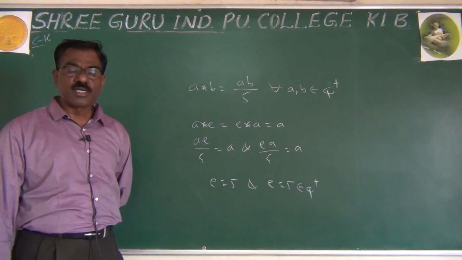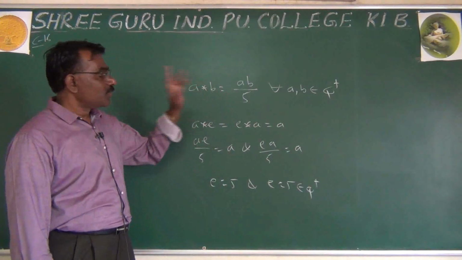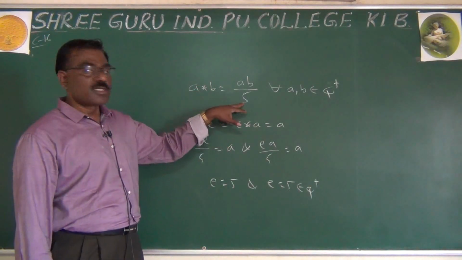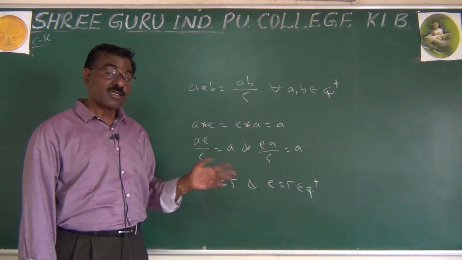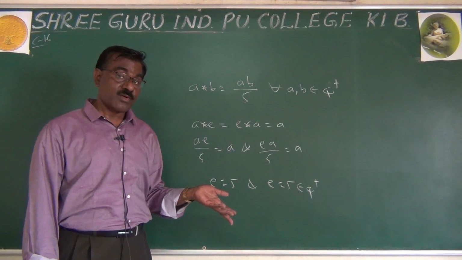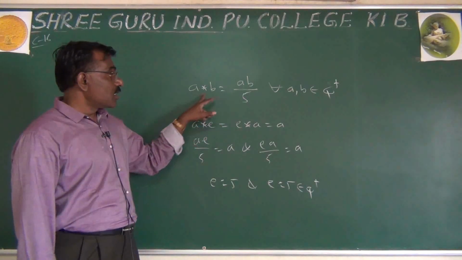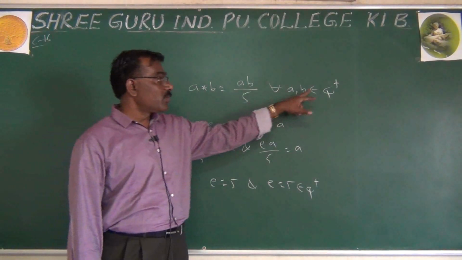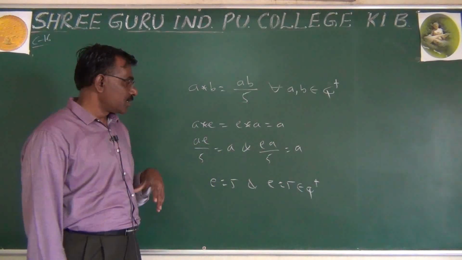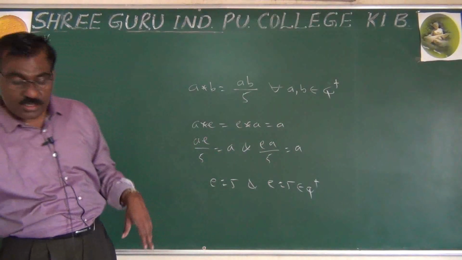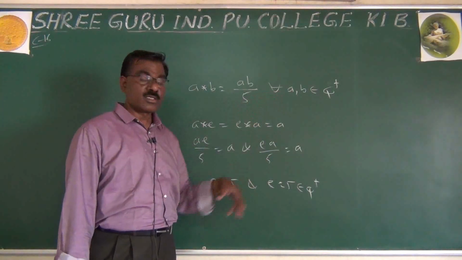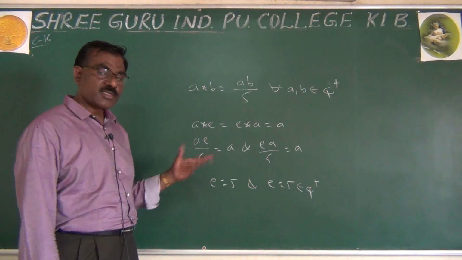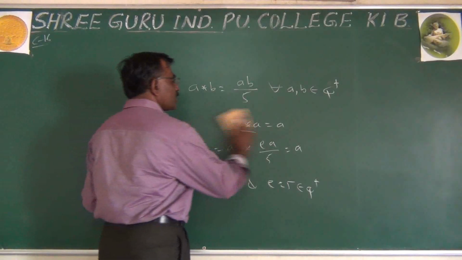So what is the identity element here? 5. Remember, for AB by n the identity element is n. So for A star B equals AB by 5, for all A, B belonging to Z plus, 5 is the identity. If a minus value comes, it is not allowed because it is Q plus. When you get a minus, the identity does not exist.